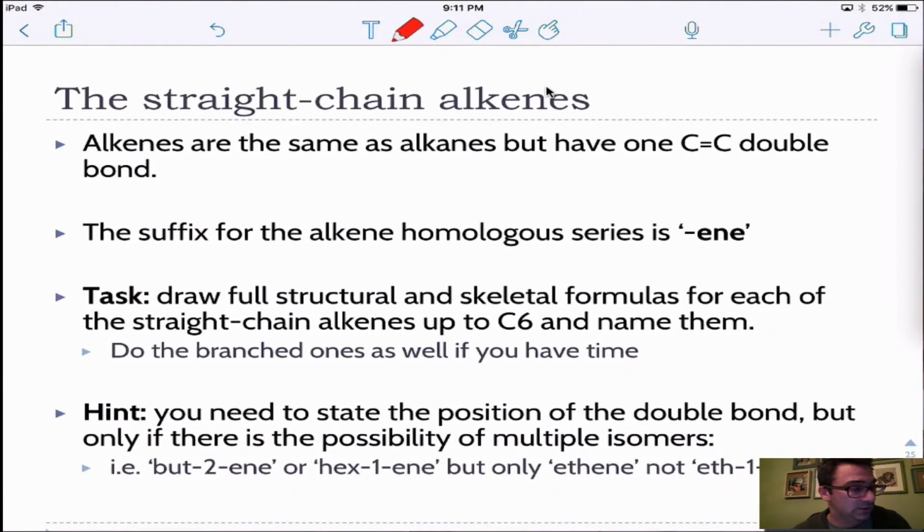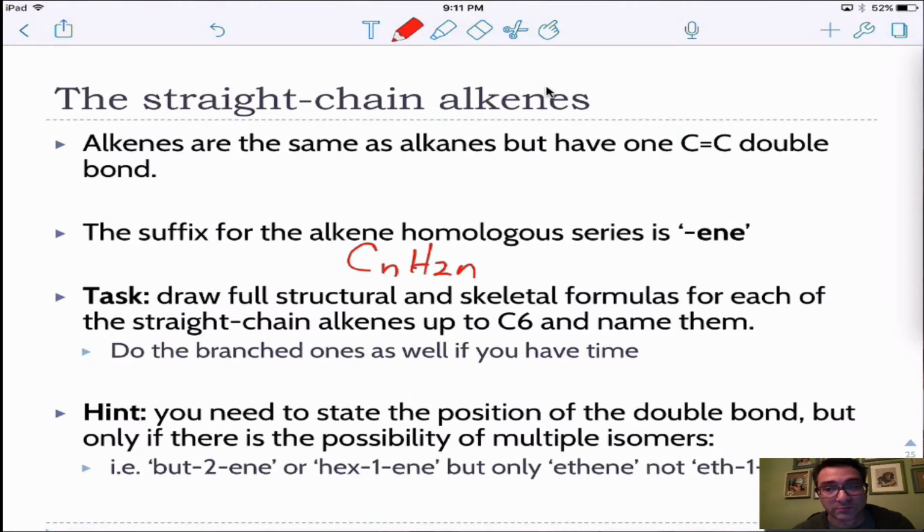But you also need to know how to name alkenes. So alkenes have that double bond. They have that series CnH2n in a general formula. They end with the suffix -ene. And so, you should be able to draw the first 6 straight chained alkenes and name them. And you could do some of the branch ones as well.